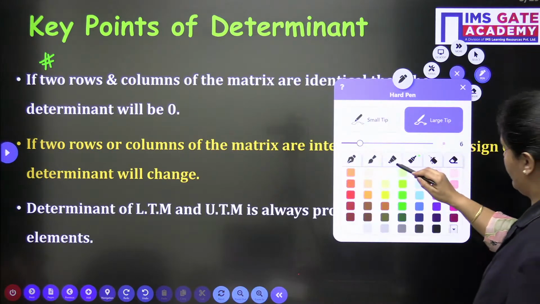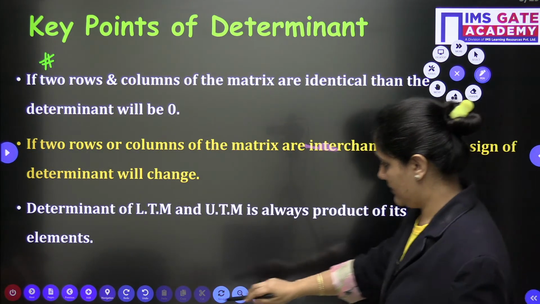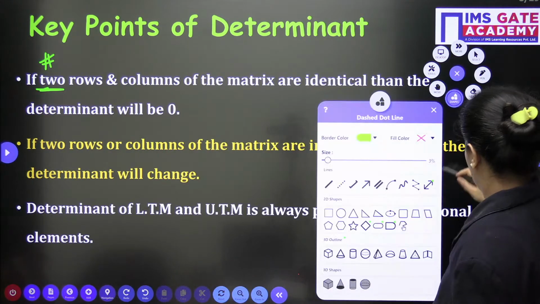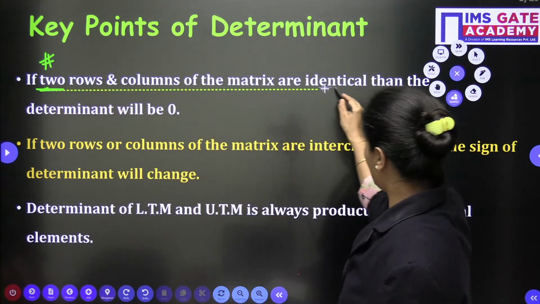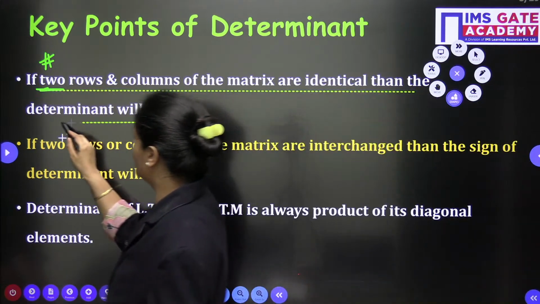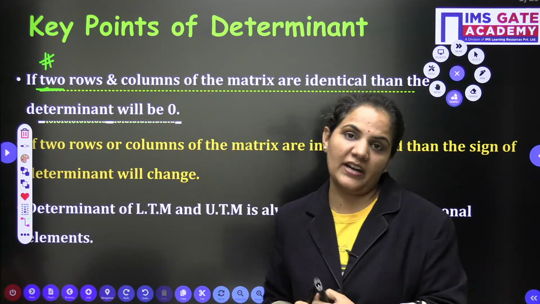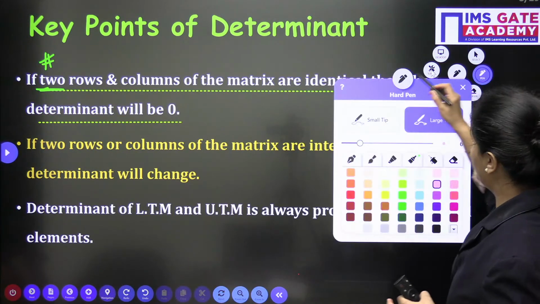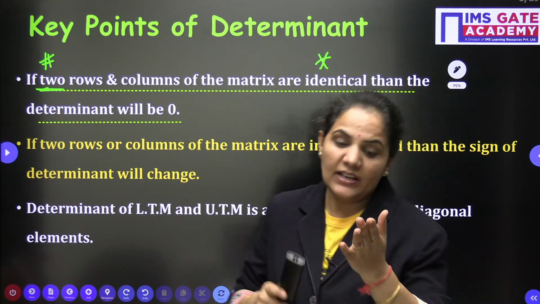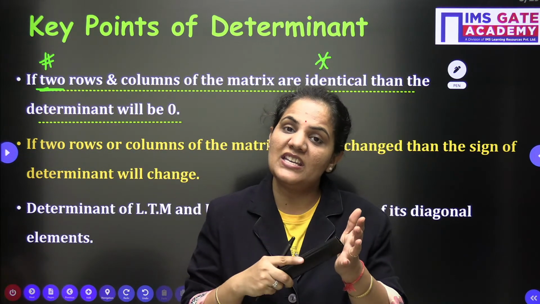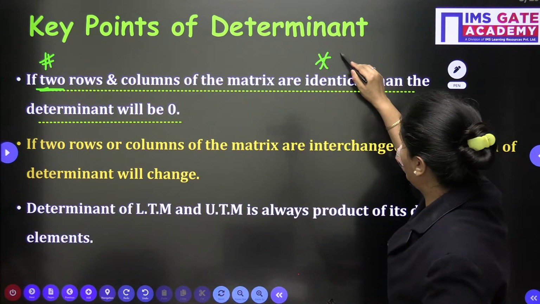of a matrix are identical, then the determinant will be 0. This is a very important property, my dear student. If I am having a matrix whose 2 rows or columns are identical, this will save so much time. This is the most frequently asked property, which you can see in rank, in the system of equations, and in eigenvalues and eigenvectors also. So this is one of the very, very important properties.